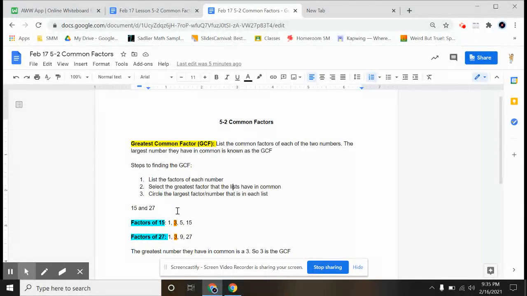Okay, so that's a really quick lesson on how to find the greatest common factor. And right here, these little steps to finding the GCF will help you.